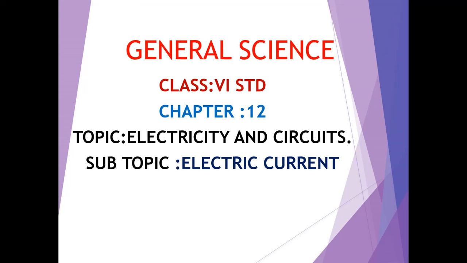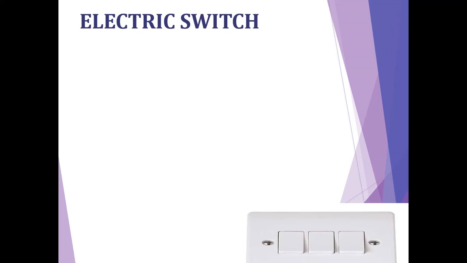Hello children, in the last part of the video we have seen about electric circuit, dry cell, electric bulb, and components of an electric circuit. We have read that there are two types of electric circuit, that is, complete or closed circuit and incomplete or open circuit. Isn't it children? So in this part of the video we can see about electric switch.